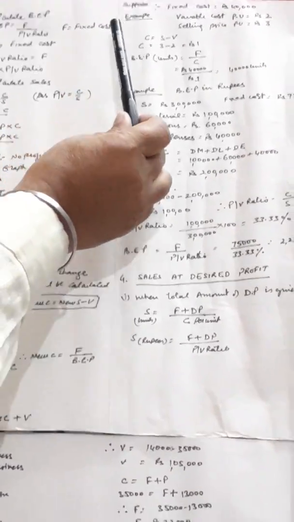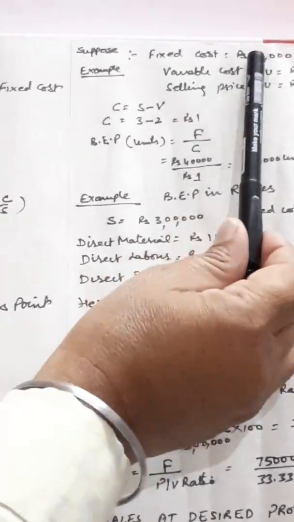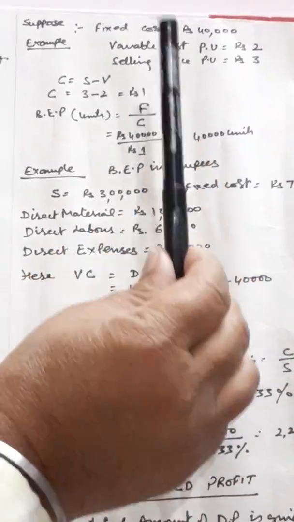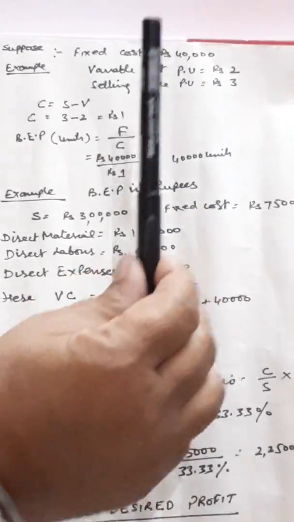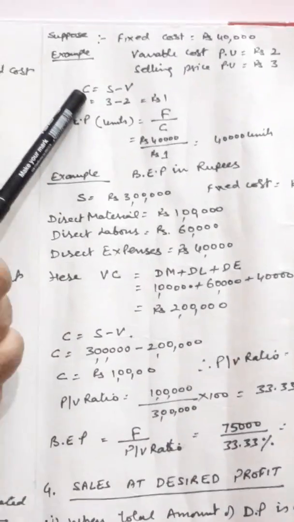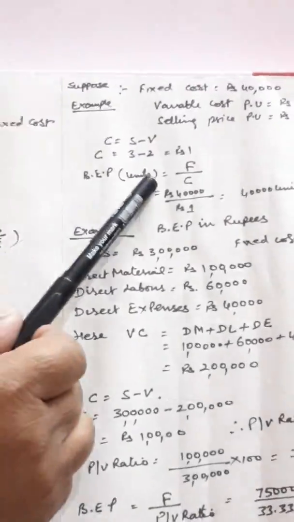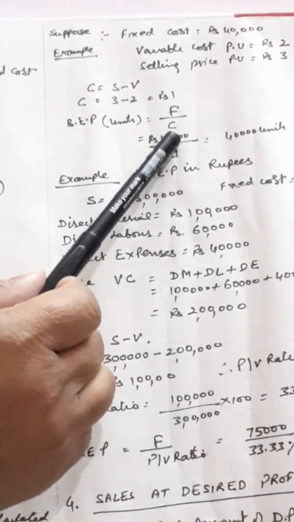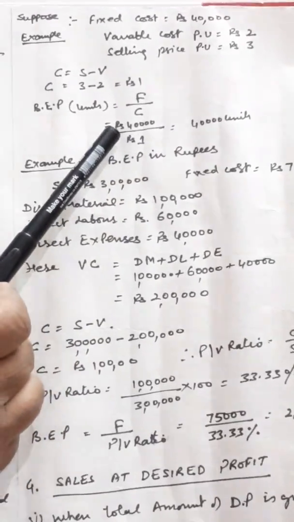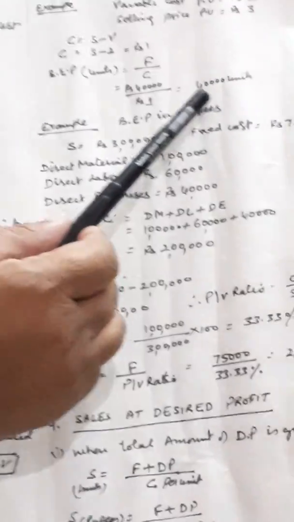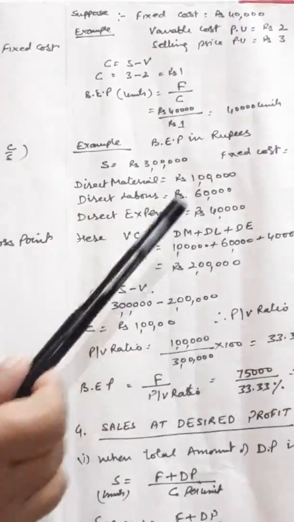Now let us understand it with the help of an example. Suppose fixed cost is 40,000, variable cost per unit rupees 2, selling price per unit rupees 3. We first calculate contribution, S minus V. S 3 minus variable cost 2, contribution rupees 1. Break-even point in units is F upon C. F here is 40,000, C here just calculated is rupees 1. Result will be 40,000 units.